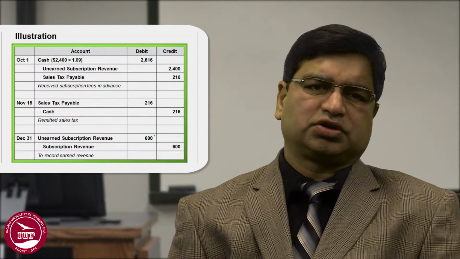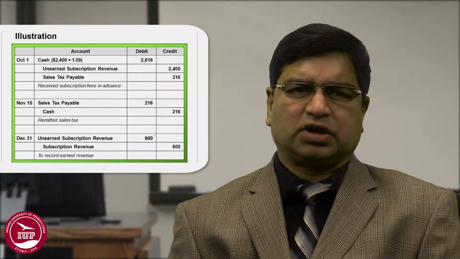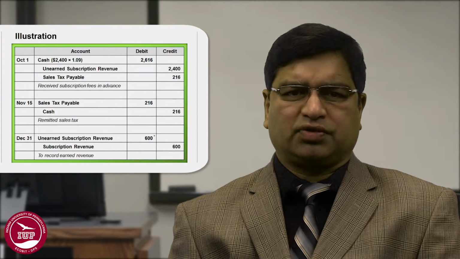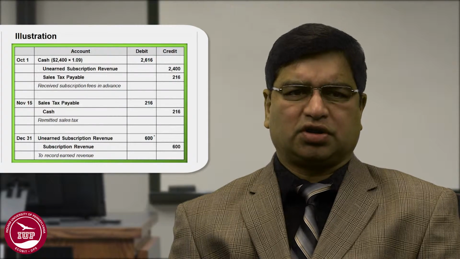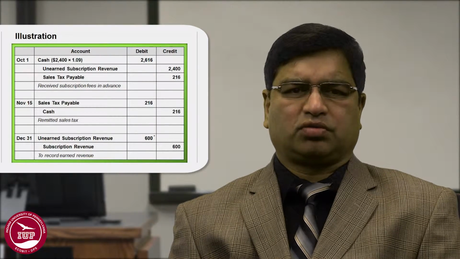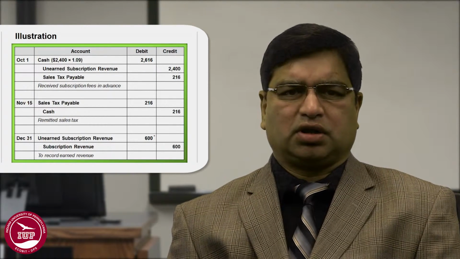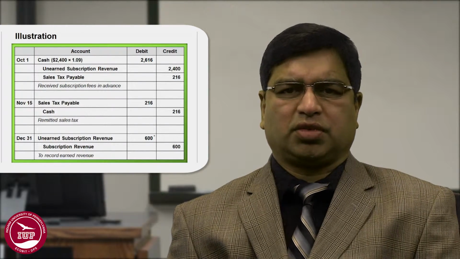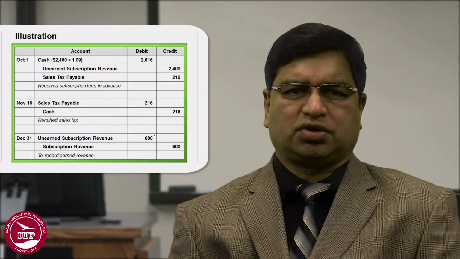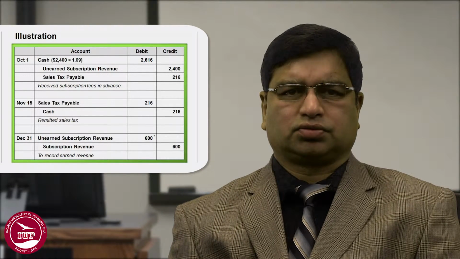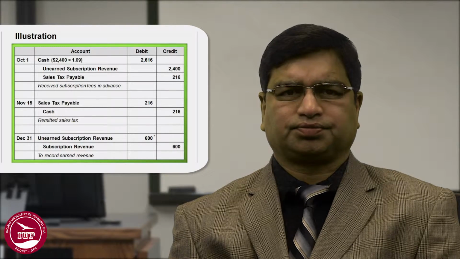The last part is on December 31st. You have recognized part of the revenue for $600 from October 1st to December 31st, and therefore debited the unearned subscription revenue by $600, as you recognized it for the month, 2 months, 3 months.